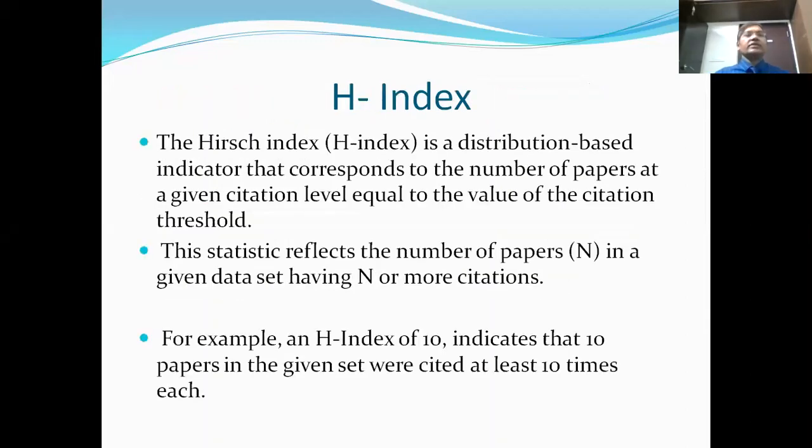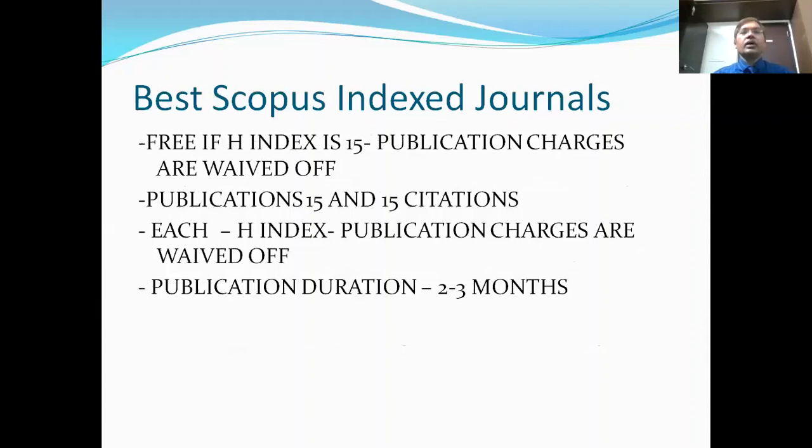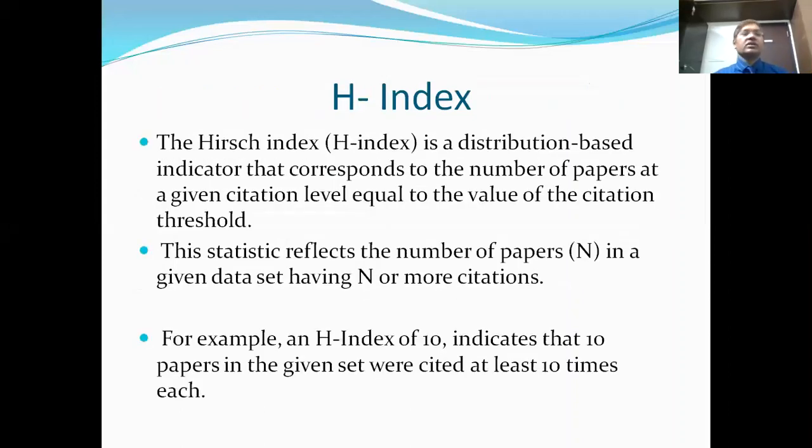The H index is a distribution-based indicator that corresponds to the number of papers at a given citation level equal to the value of the citation threshold. For example, an H index of 10 indicates that 10 papers in a given set were cited at least 10 times each. So H index is very important. Publications and citations constitute the H index, and if you have this qualification, you can publish free of cost.